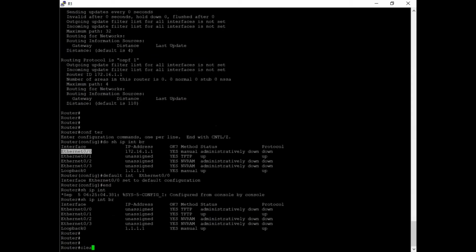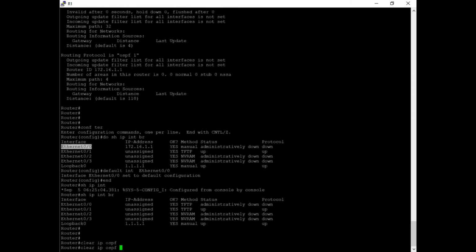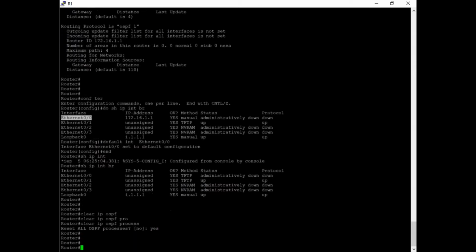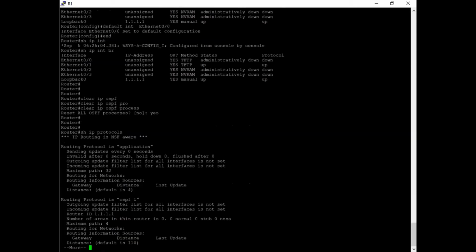If I do the clear IP OSPF process and click yes, do you guys think there would be some change or no now? No. Sorry? No change. It will stay the same, 172. This time there will be a change.